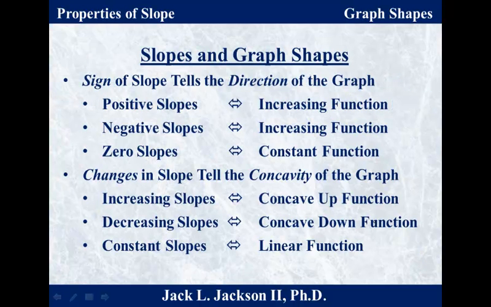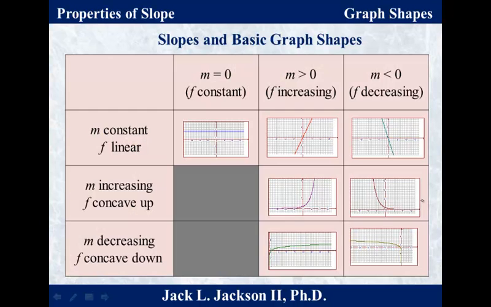So let's summarize. The sign of the slope tells us the direction of the graph. Positive slopes if and only if it's an increasing function. All negative slopes if and only if it's a, that should say decreasing function. That's what I get for copying and pasting and not fixing everything. Okay, 0 slopes if and only if it's a constant function. So changes in the slopes tell us about the concavity of the graph. If the slopes are always increasing, then the function's concave up. If the slopes are always decreasing, it's concave down. And if the slopes are constant, it's a linear function.